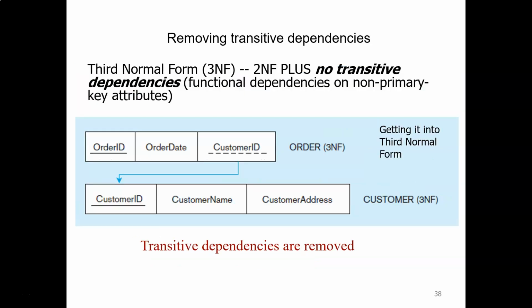The definition for the third normal form is that the table has to first meet all the requirements for the second normal form plus no transitive dependency. We will again decompose the table into 2 tables. Now we have one table called order, the other table called the customer. All the non-key attributes are determined by the primary key, right? So there is no transitive dependency anymore.